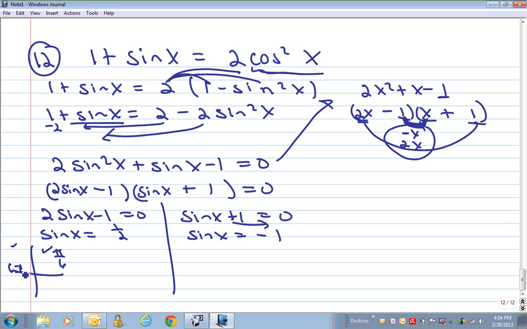This would be 6 pi over 6, therefore in the second quadrant would be 5 pi over 6. So our x values would be pi over 6 and 5 pi over 6. So there's two of our solutions.